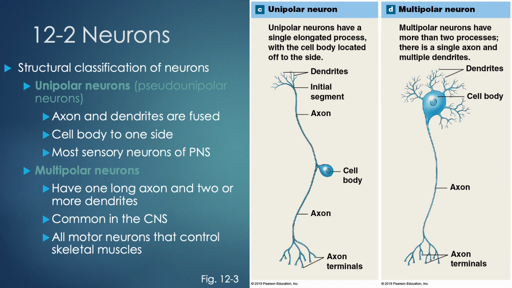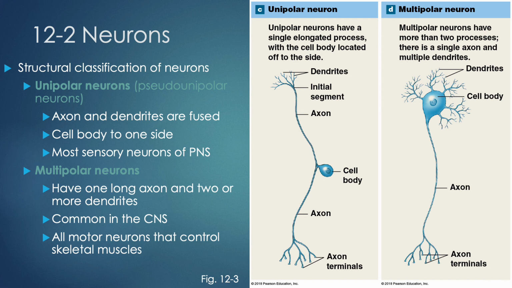Unipolar neurons have one big long axon. The axon and dendrites are fused in this situation. You can see up at the very top of the image on the left, you have many small dendrites that connect via an initial segment to the axon, and the cell body is just sort of popped off to the side along the length of the axon.